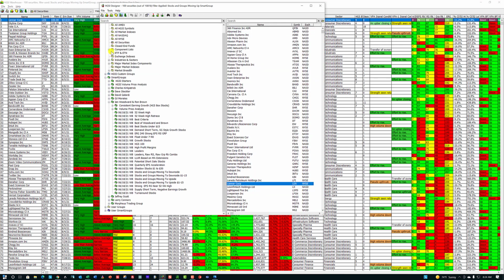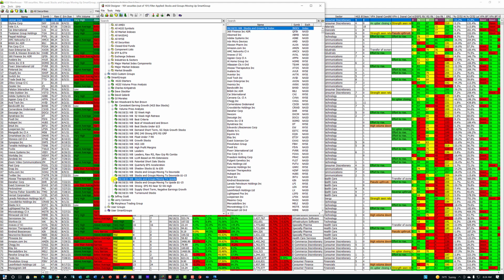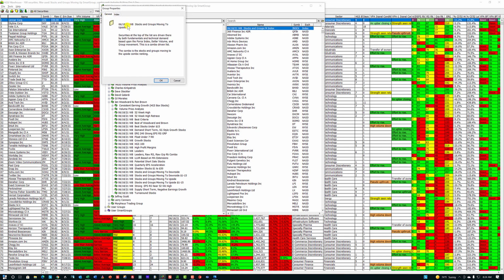And let me show you what I use. I'm going to go into the SmartGroups here. Go to the Stocks and Groups Moving to the Upside, right mouse click, select group properties. And this is a description of what it is. Securities at the top of the list are driven there by both fundamental and technical demand based upon the force index, dollar volume, and group movement. This is a combo-driven list. The combo is the stocks and groups moving to the upside.